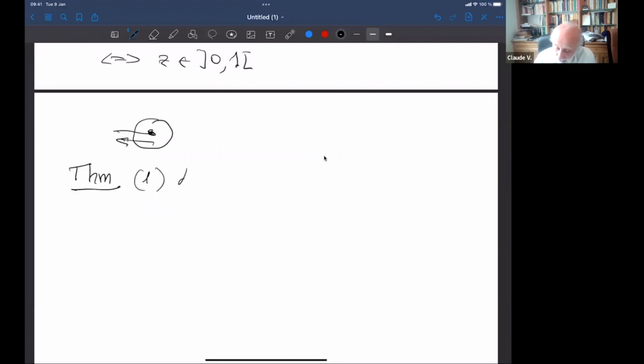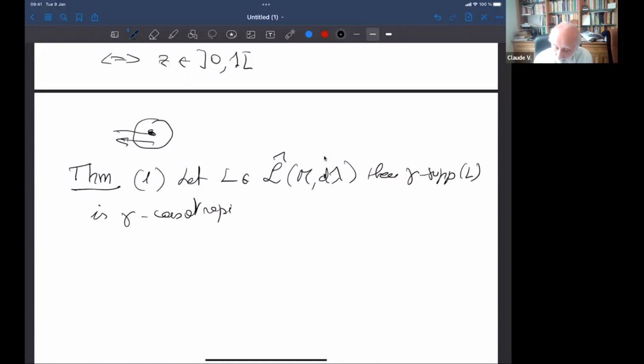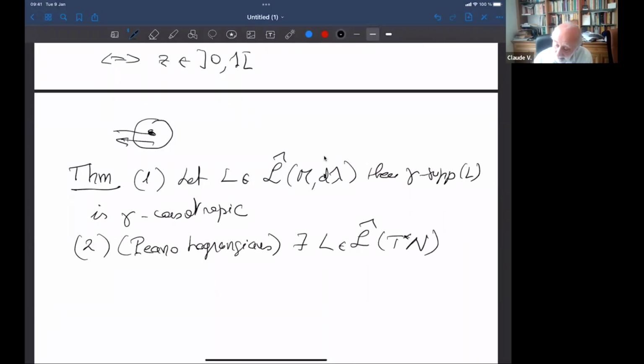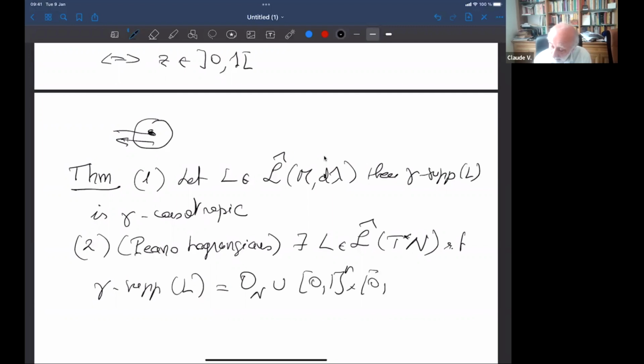So the first statement is that if L belongs to L hat of M lambda, then the gamma support of L is gamma-coisotropic. And the second statement, which I called piano Lagrangians, is that there exists L in L hat of T star N such that the gamma support of L is equal to the zero section union a cube, and here n is the dimension of capital N.